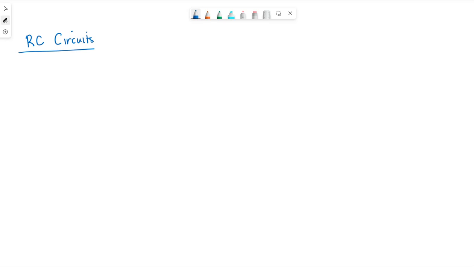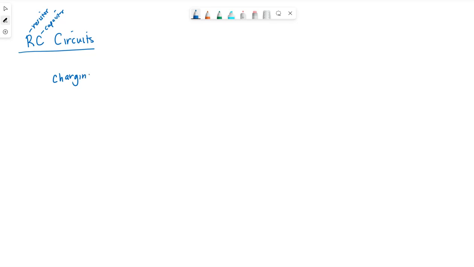Okay, last concept in our chapter. We're going to talk about some basic series RC circuits. What we mean by RC, we mean they have R, a resistor, and C, a capacitor. So we are going to look at two basic situations.